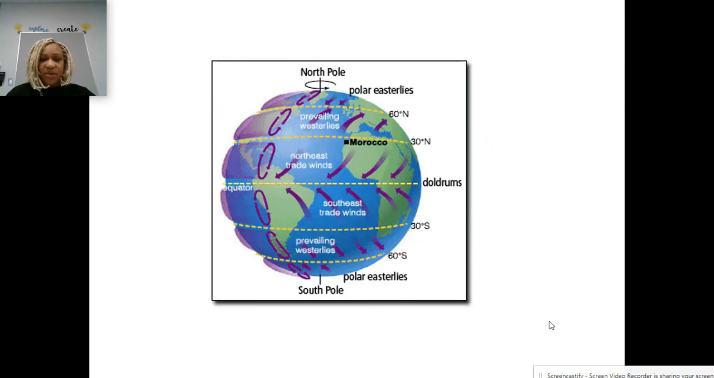And there's another little illustration. You will need to understand the different components. Notice the doldrums is right here at the equator, okay? Notice your trade winds are right here closest to the equator. They're going toward the equator. The prevailing westerlies are right here between 30 and 60 degrees north, as well as 30 and 60 degrees south. And of course, at each pole, the North and the South Pole, you have the polar easterlies.